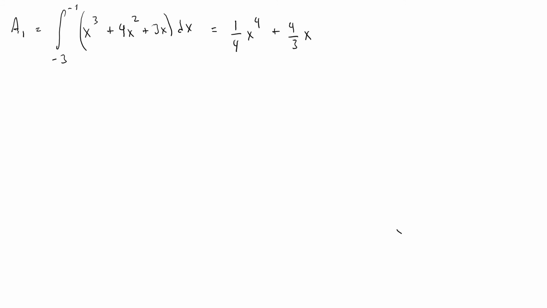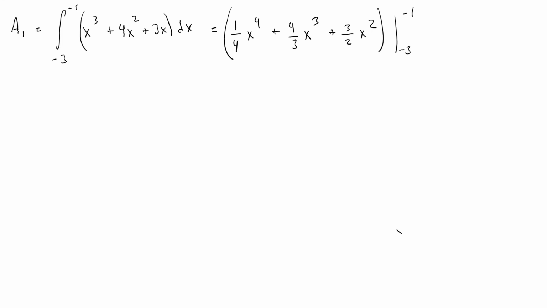All right, so to get A1, we have to integrate the function, which was x cubed plus 4x squared plus 3x, from -3 to -1. And A1 is above the x-axis, so this definitely should be positive. So the integral of x cubed, that'd be 1/4 x to the 4th. The antiderivative of 4x squared would be 4/3 x cubed, and 3x would be 3/2 x squared. Now I have to plug these numbers in.